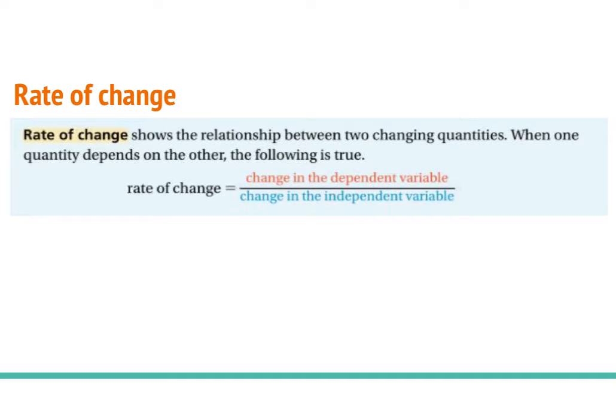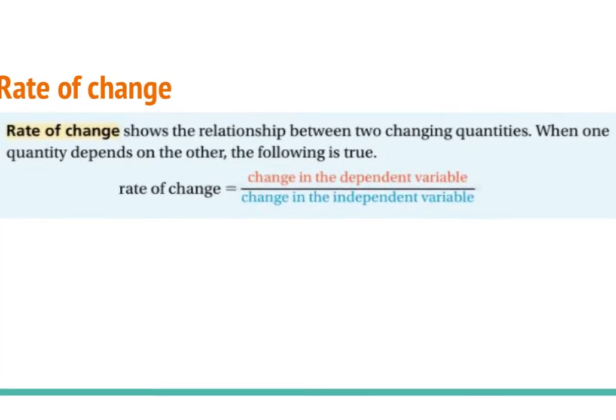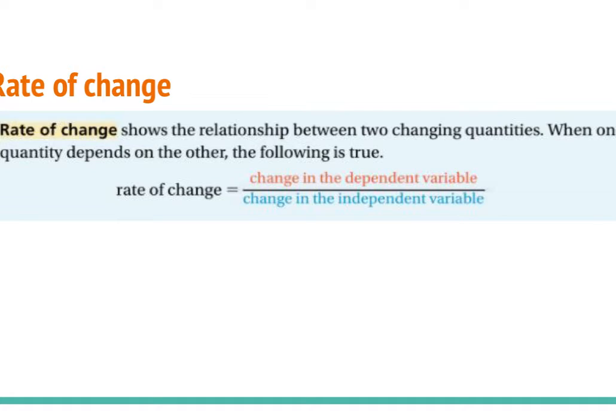The rate of change. Guys, there's stuff on these slides that's boxed out in white. You guys need to copy down what's underneath in my slide, okay? The rate of change shows the relationship between two changing quantities. When one quantity depends on the other, the following is true. So your rate of change is going to be the change in the dependent variable divided by the change in the independent variable, okay? So it should always be a fraction. Now, sometimes that fraction can be simplified and turned into a whole number, okay? But your rate of change is the change in the dependent variable divided by the change in the independent variable.